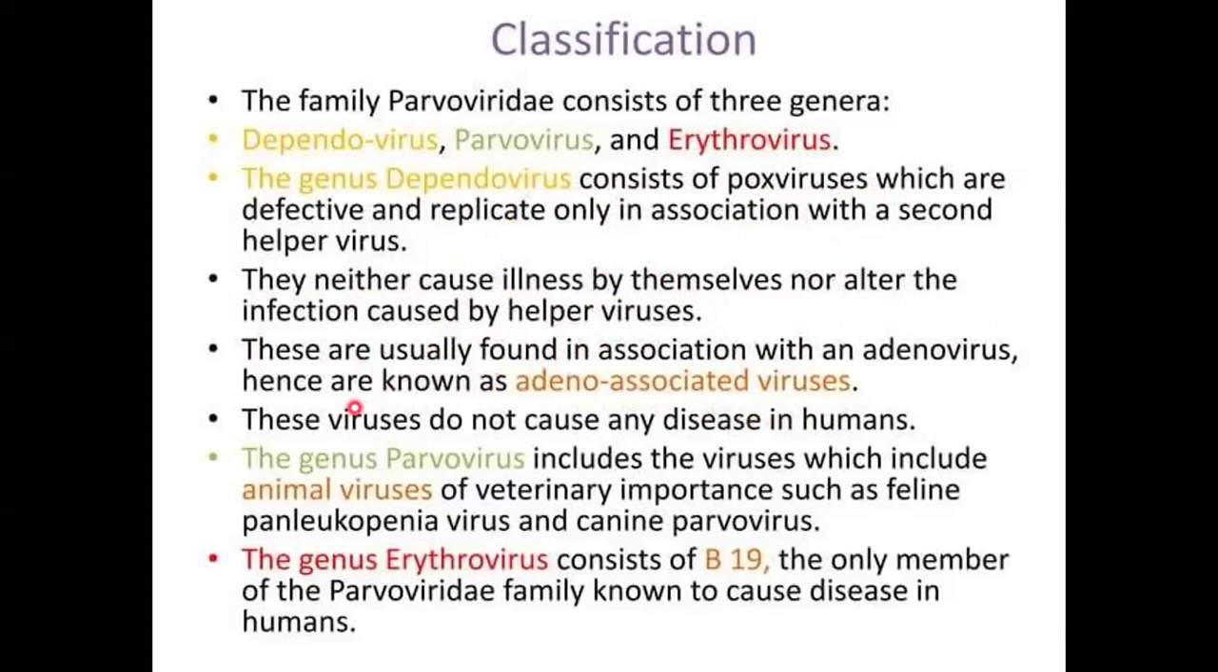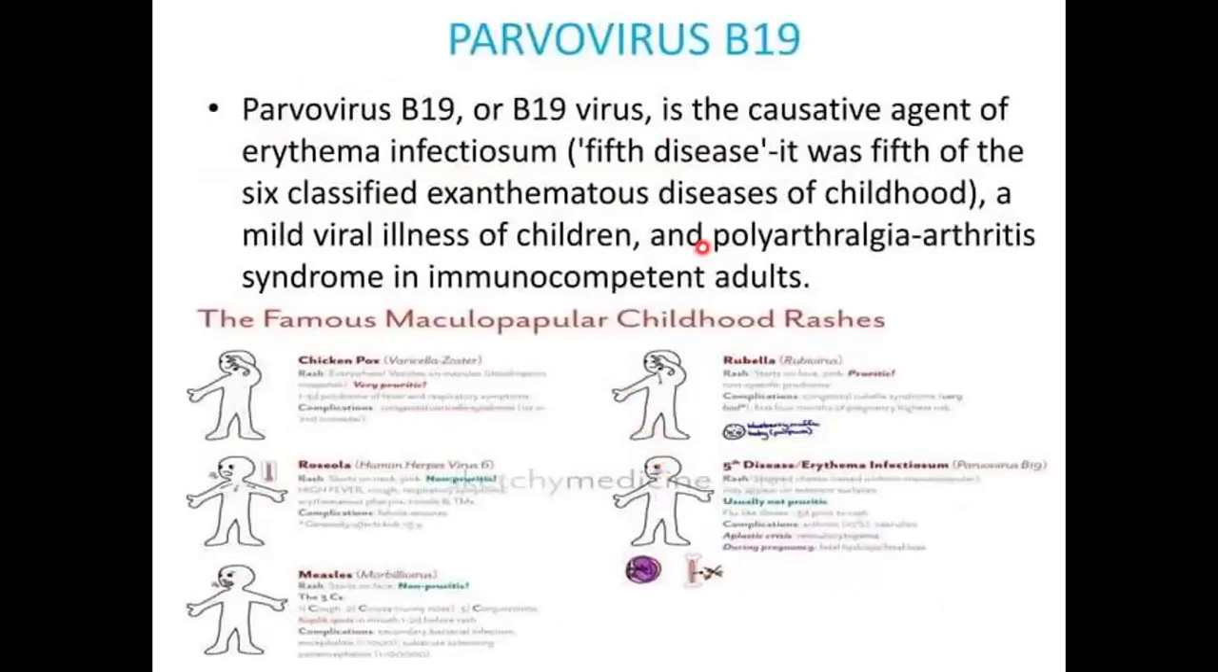They depend on helper viruses. The genus Parvovirus includes animal viruses of veterinary importance, such as feline panleukopenia virus and canine parvovirus. We said that in parvovirus, we're interested in B19, since it's the only one that affects humans. So let's start on parvovirus.